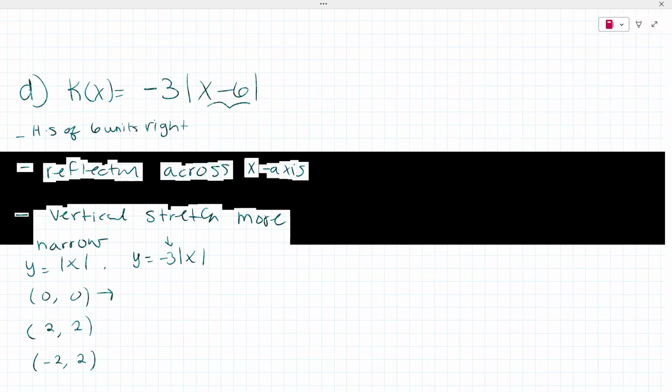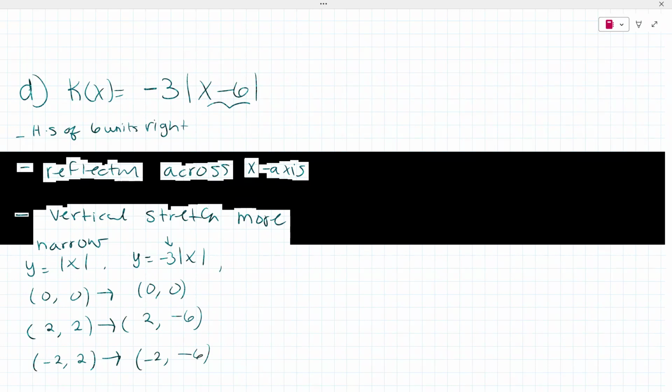Okay, so (0, 0) will now be still (0, 0). (2, 2) will now be 2, and then multiply the y coordinate by negative 3. So 2 times negative 3 is negative 6. (-2, 2) will now be negative 2, and then you just multiply the y coordinate by negative 3. So 2 times negative 3 is negative 6.